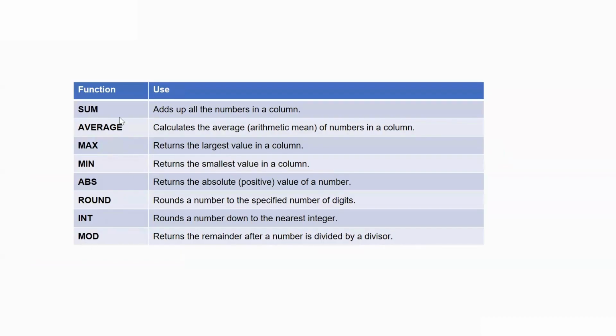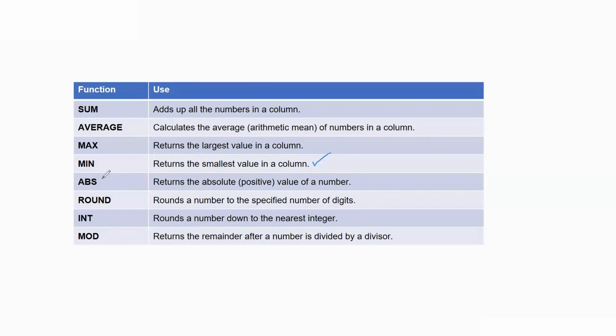If we talk about the sum, it is used to add some numbers in a particular column. Then if we talk about the average, it would be used to find out the average or arithmetic mean. Maximum would return us the largest value in a particular column. Minimum would return us the smallest value in a column.